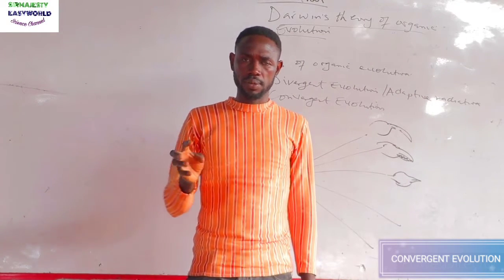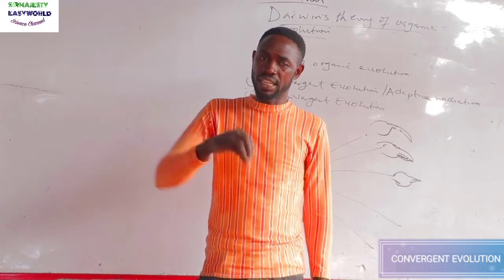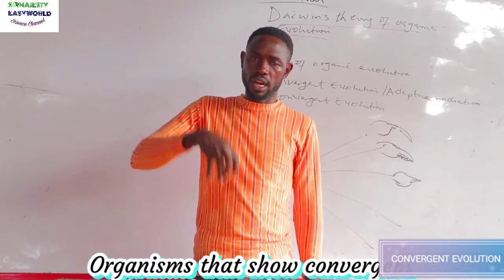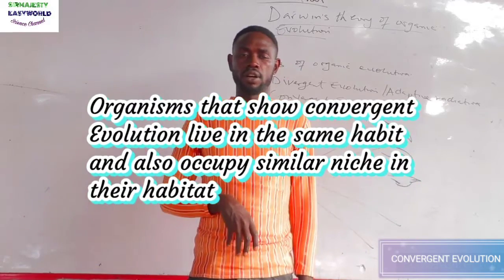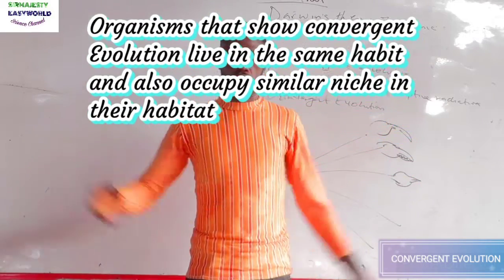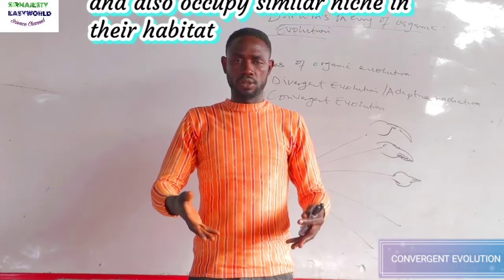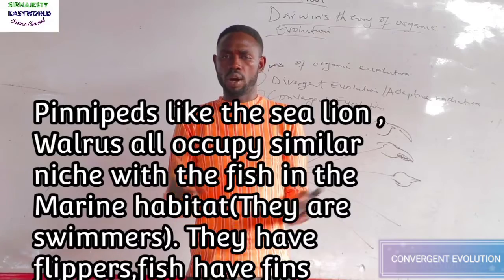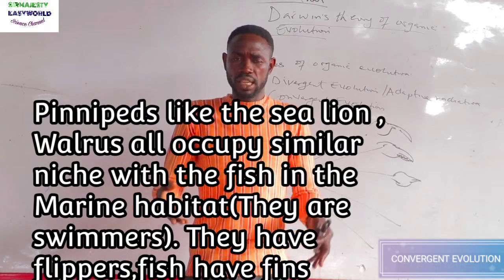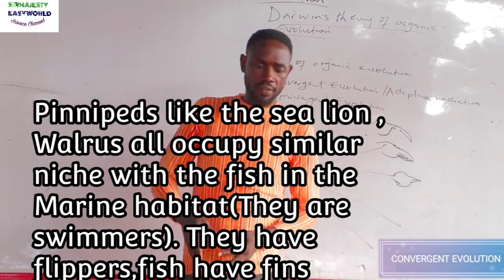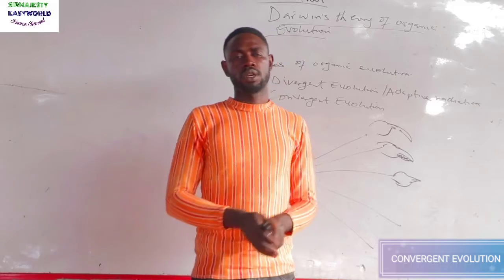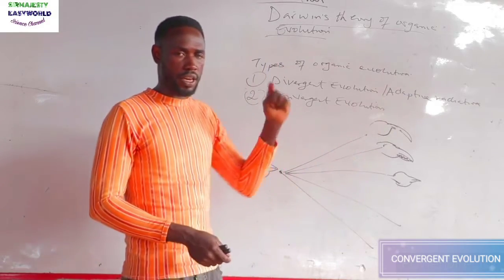But when you see organisms that have similar features, but they are not sharing a common ancestor, or they don't belong to the same class, but they live in the same environment, that is convergent evolution. They come from different sources and converge. You know the pinnipeds, the sea lion, the walrus, many of them. When you see them in water, you may think that they are fish, and they have their features to swim. So that is the two types of evolution.